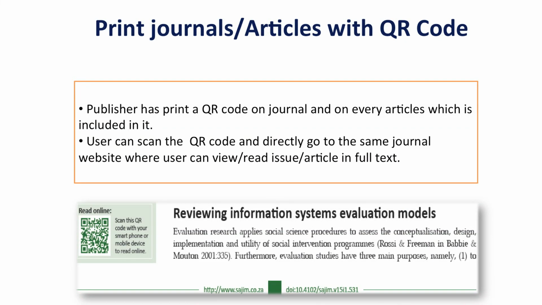Print journals, articles with QR codes: publishers have printed a QR code on every article included in a particular journal, and along with this, users can scan the QR code and directly go to the journal website where the user can view the issue or read the article in full text. So, this is the abstract followed by the QR code. That is available both in print journals and also electronic journals. Many publishers are facilitating this code.